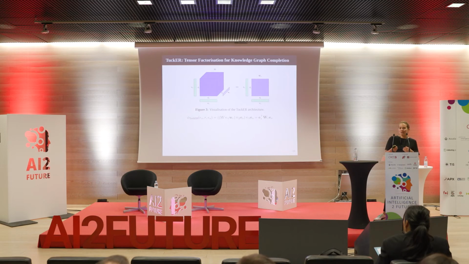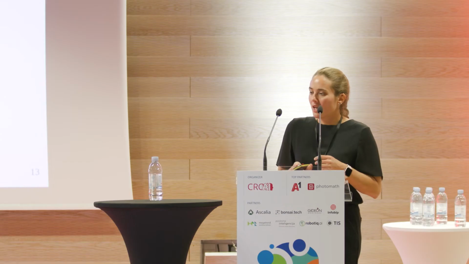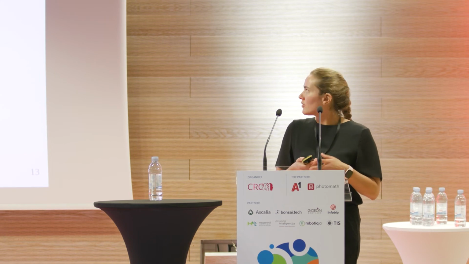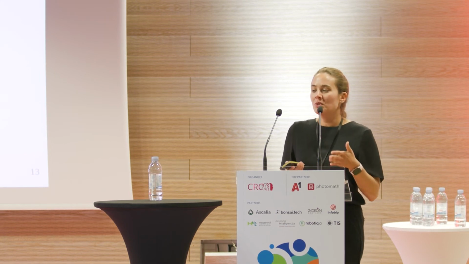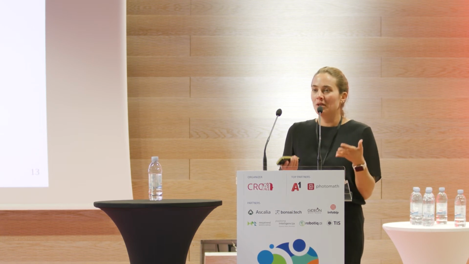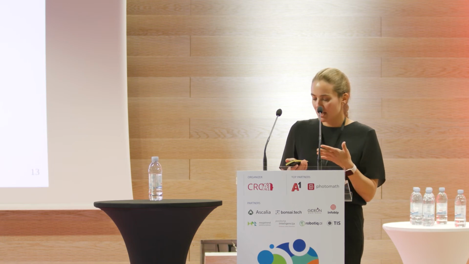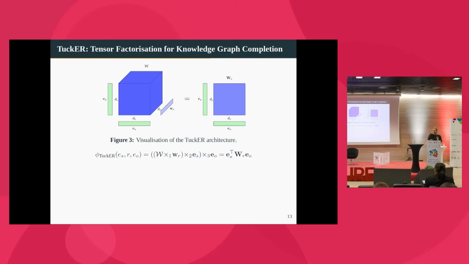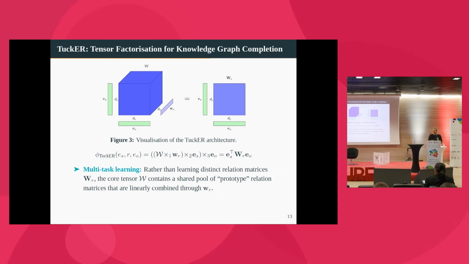So then to get to this familiar form on the right, which is the familiar form that you've seen for multiplicative models, we essentially multiply this relation and entity agnostic core tensor with the relation-specific vector, this small w_r. And then we get this familiar form on the right-hand side. So you may wonder, why do we even want to do that? So why do we want to do this full-blown Tucker decomposition? Why don't we immediately start with what we have on the right? Well, there are two main reasons. So the first one is multitask learning.